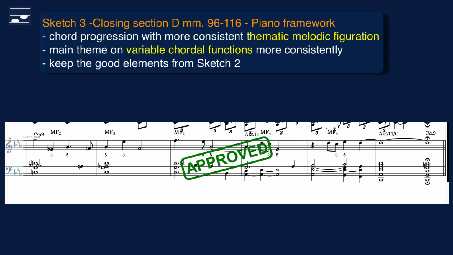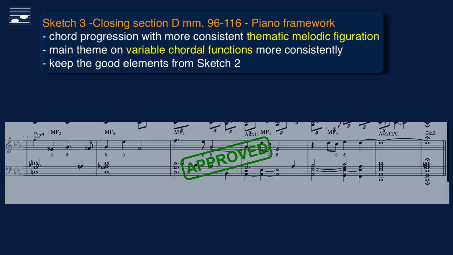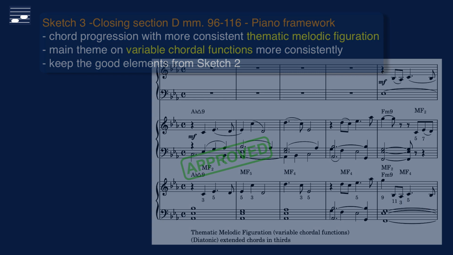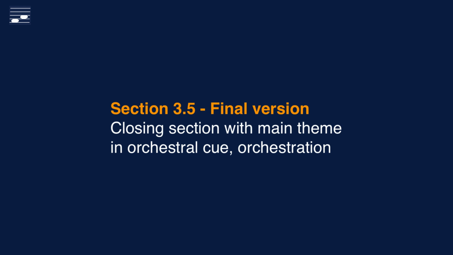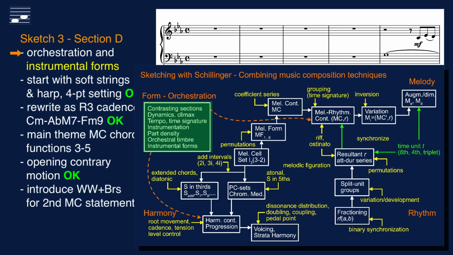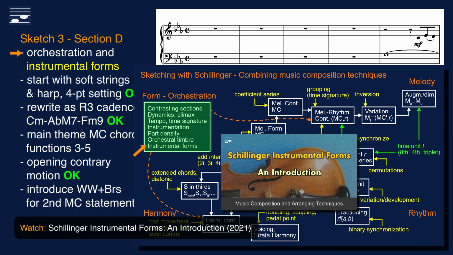I felt that now I was on target, harmonically and with the implementation of the main theme as melodic figuration with variable chordal functions, and ready to orchestrate the closing section. Part of the orchestration process is the creation of appropriate instrumental forms. An introduction to that subject is the next video tip, another Schillinger System tutorial on my channel.